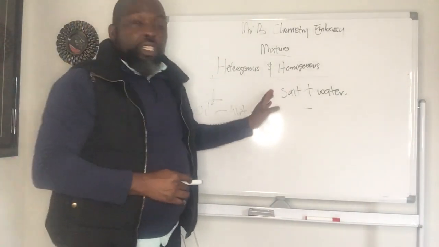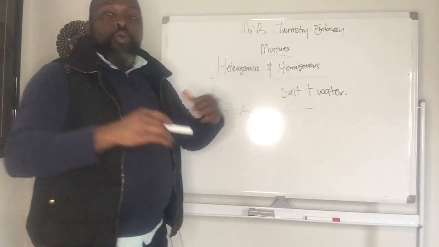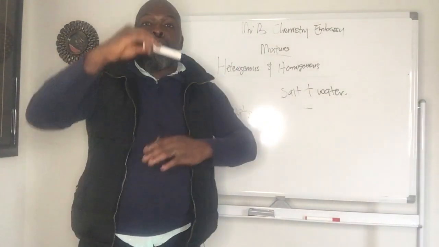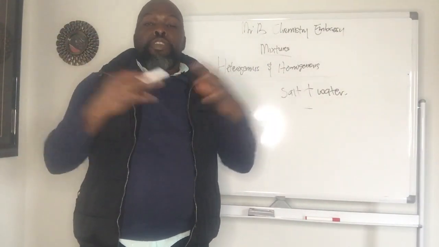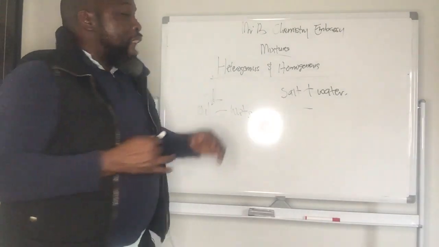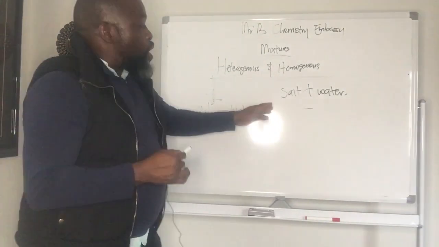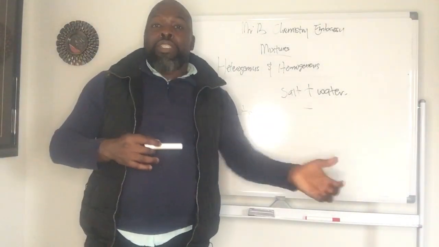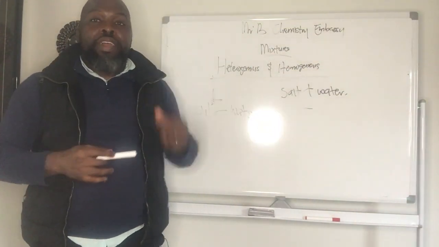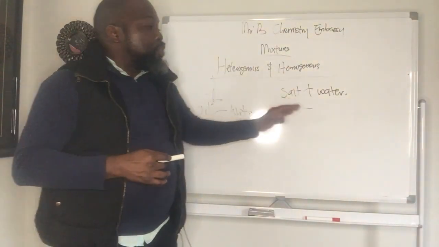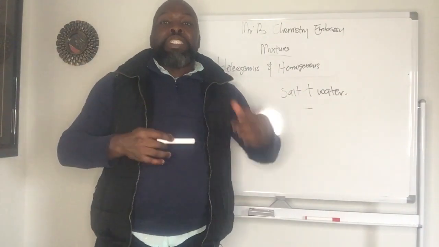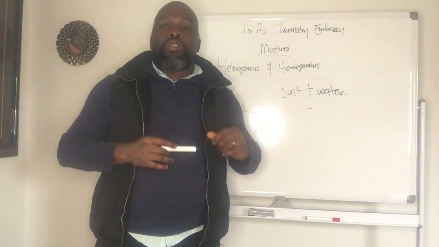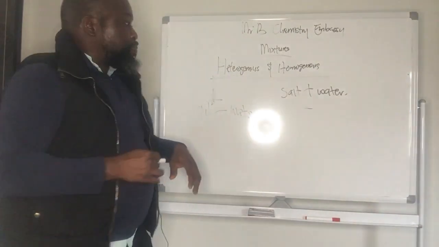Then in homogeneous mixtures, like I said, when you mix those two things together, you won't know the difference. It's going to become one. It's going to be uniformity. An example that I've said is salt and water. When you mix salt and water, stir it very well, at the end of the day, you won't really know the difference between salt and water. The only difference is when you taste it, you say, oh my God, this is salty water. So that is how you would know.